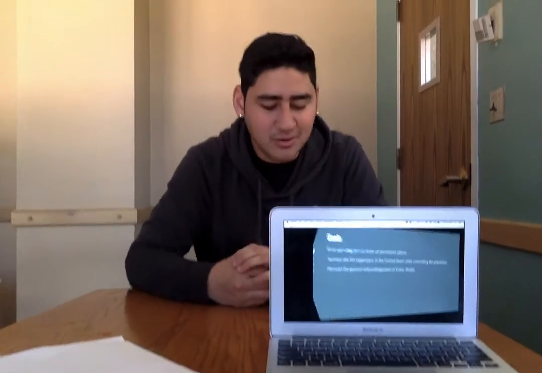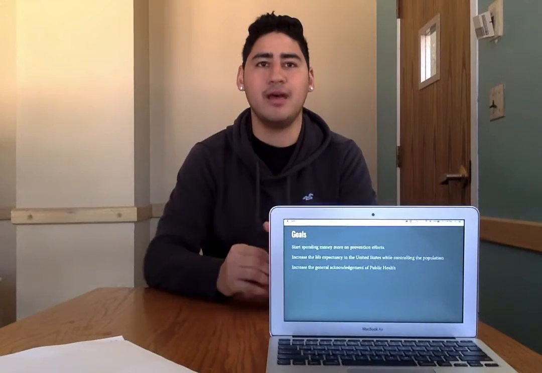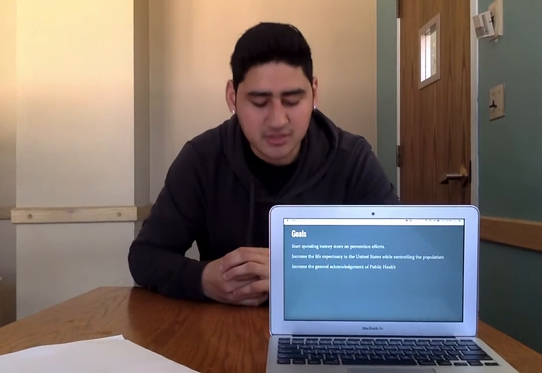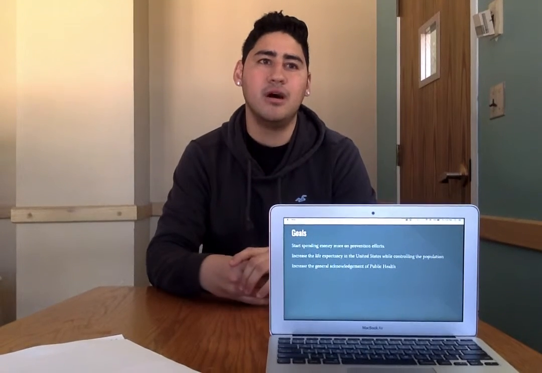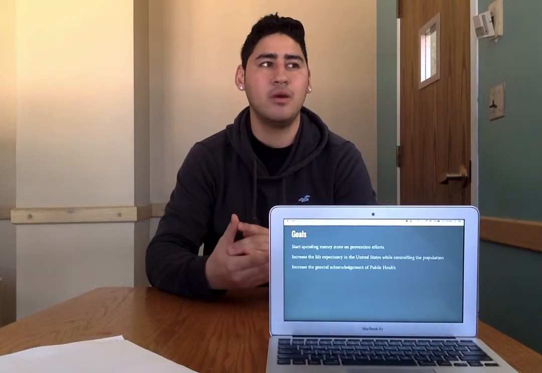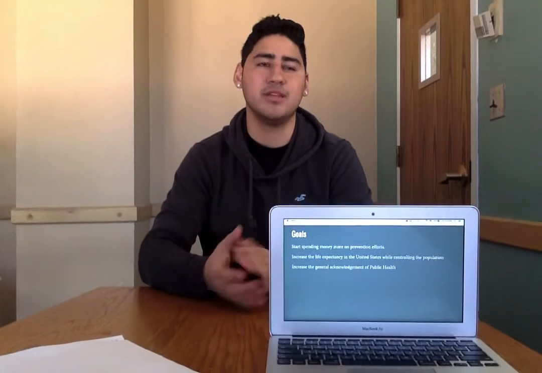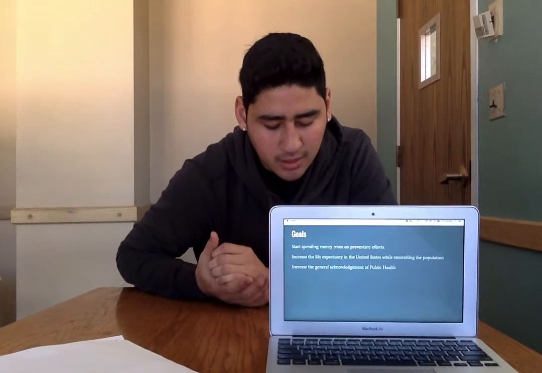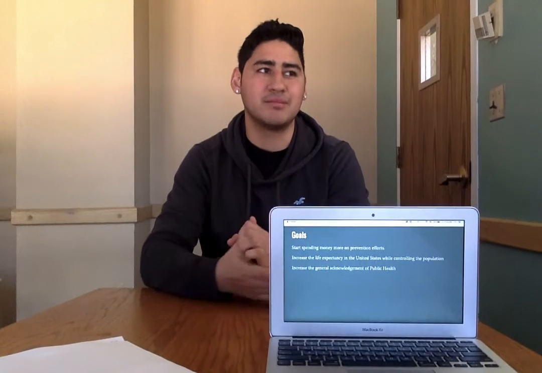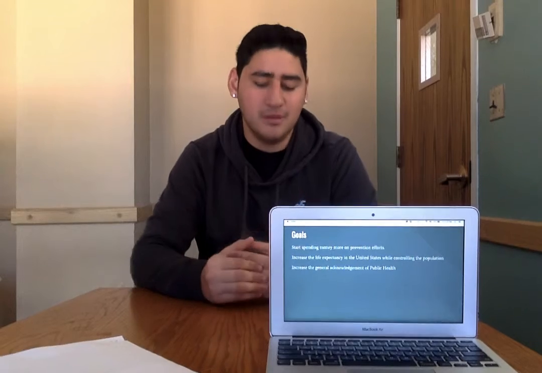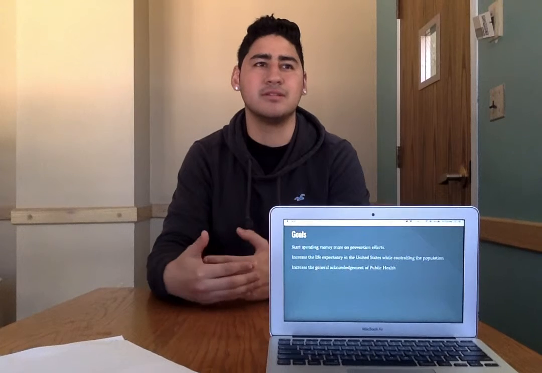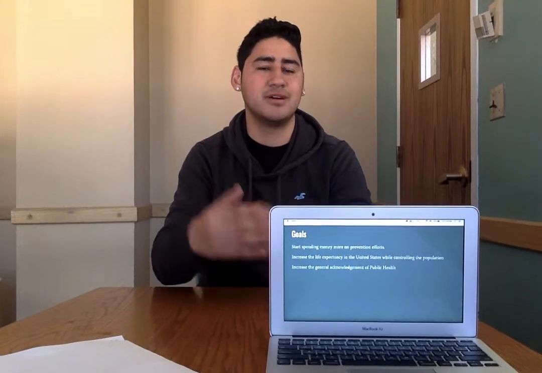Some goals for public health that could be implemented at a state or federal government level would be to start spending more money on prevention efforts. We spend too much money on treating the sick and the illness when we could be spending more on preventing it and saving more money in return. Another goal is increasing life expectancy while controlling the population. I know overpopulation is a big problem in the U.S. However, we also want to increase the life expectancy of the United States because it's one of the worst among the OECD countries.